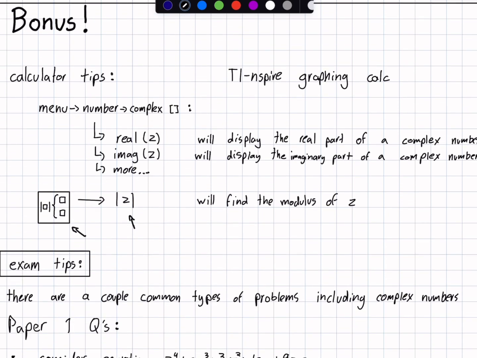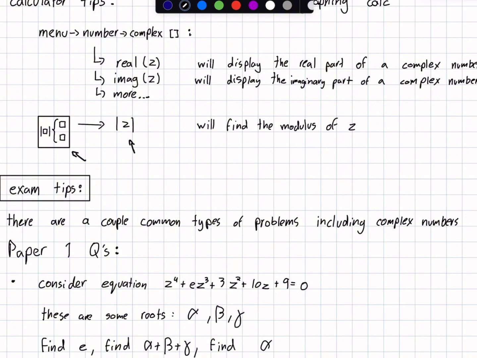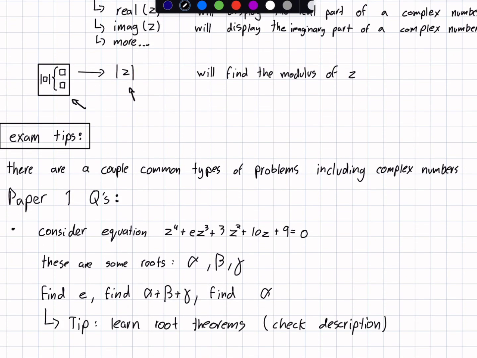And now we can move on to the exam tips, and based on past papers, there are a couple common types of problems that include complex numbers. For paper 1, it is questions where you consider equations that have some roots and you have to find some missing information. And to do this, you have to know root theorems very well. And I really recommend learning this root theorem.